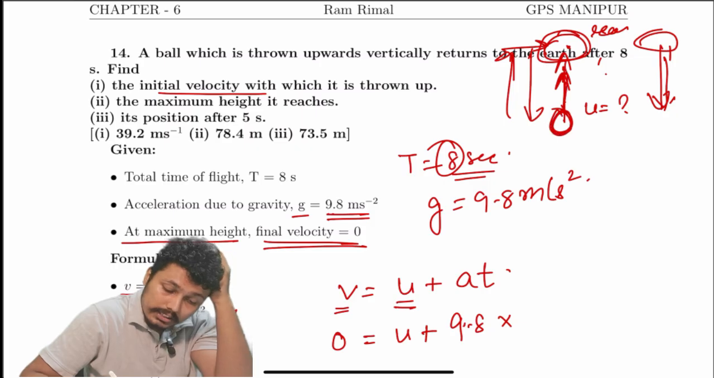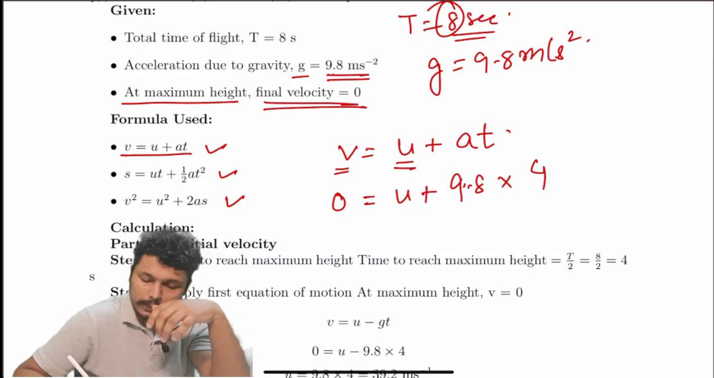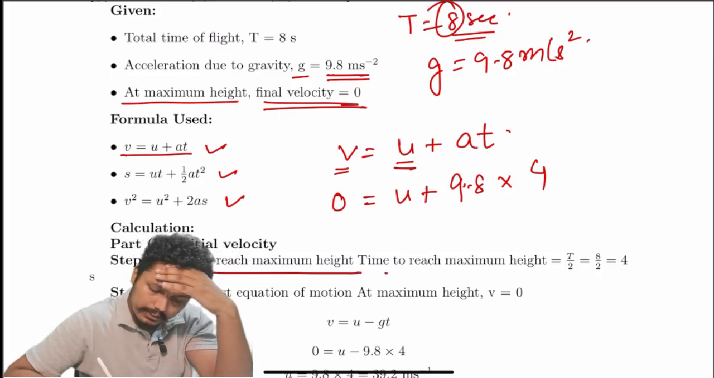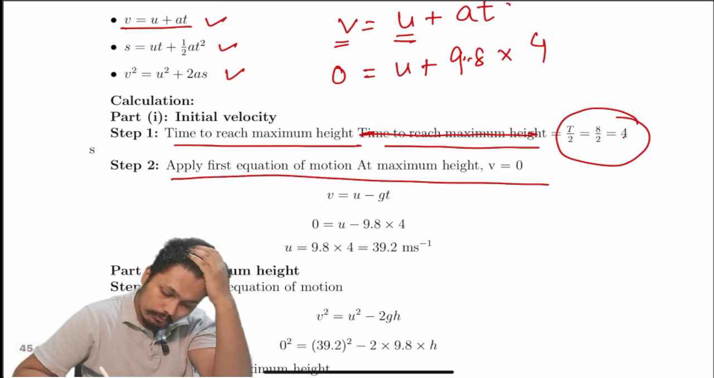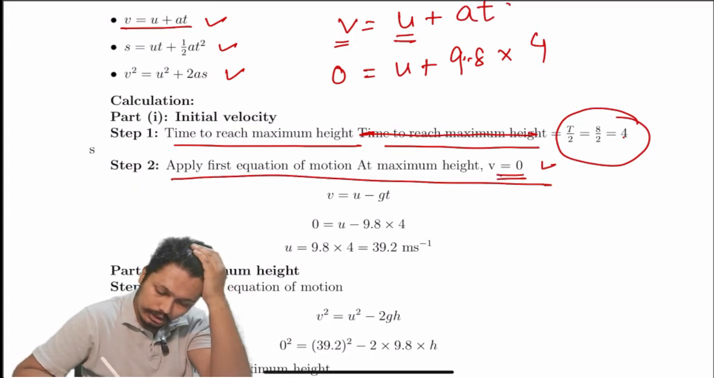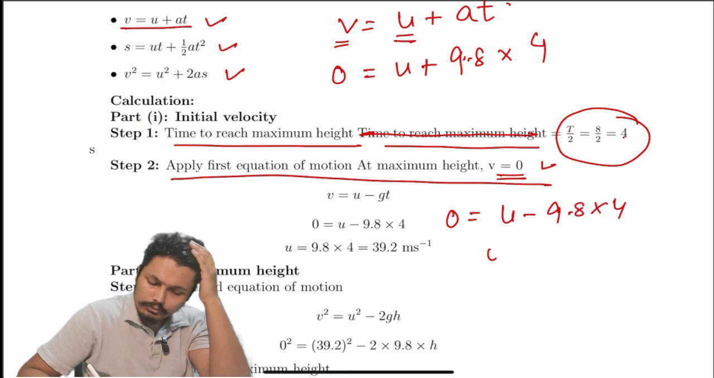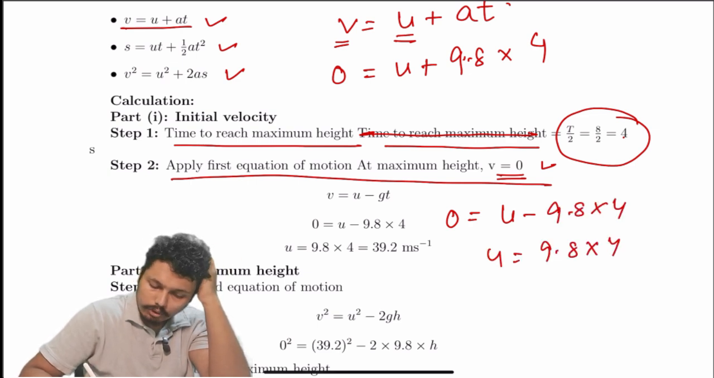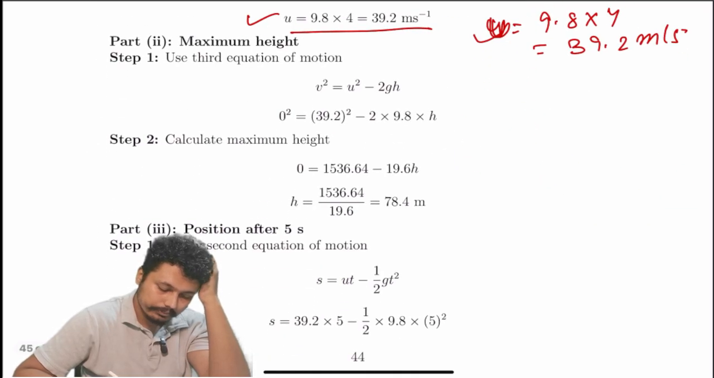How much time will it take to just reach the top? Half of 8 seconds, so it will be 4. Time to reach the maximum height is 4. So apply the first equation of motion. At maximum height, v will be 0. So 0 equals u minus 9.8 into 4. I need to find out u. 9.8 into 4, if I multiply, is 39.2 meter per second. So this is the u value. I've calculated u like this.